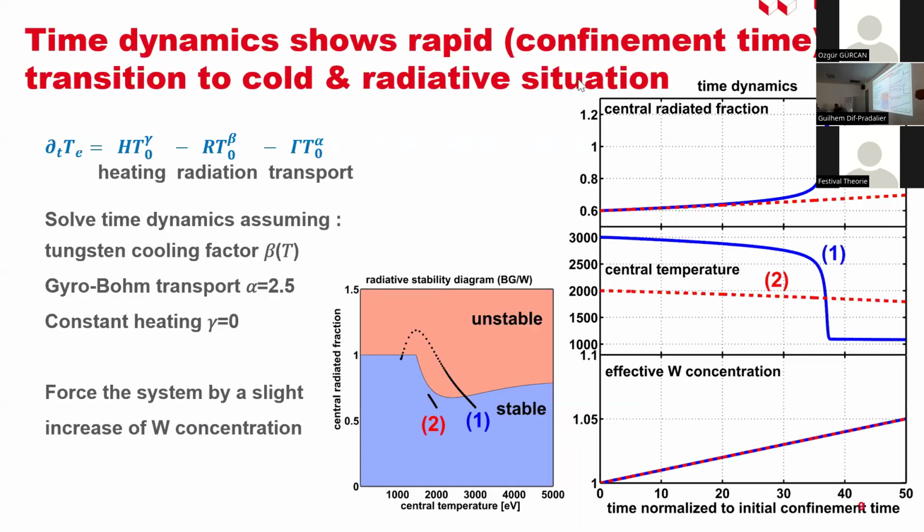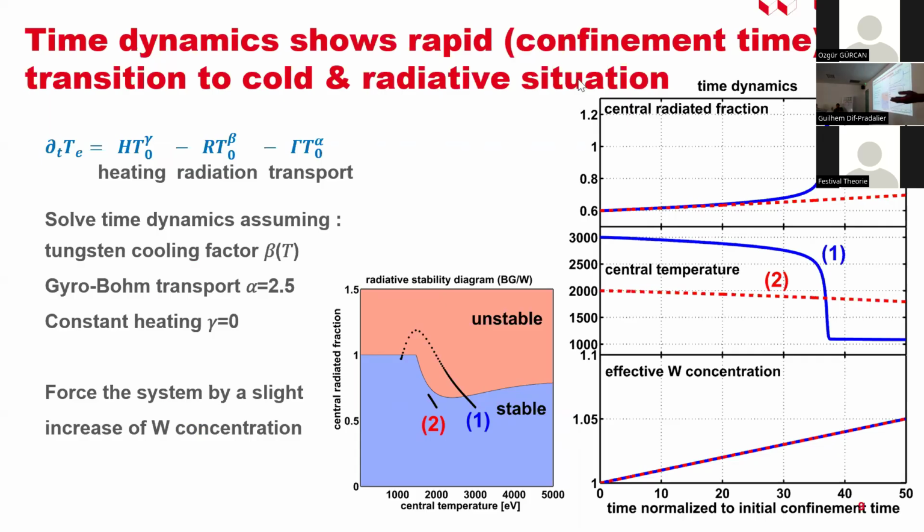The blue one starts at a given radiative fraction of 60% and high temperature. So you see here on this graph, I will start with this graph. This middle graph shows, as a function of electron temperature and central radiative fraction, whether the system is stable or not. If you have a low radiative fraction, you are stable. And if you move up, you fall on the curve that is defined by the cooling function of the tungsten, and you can cross an unstable boundary, and the system becomes unstable.